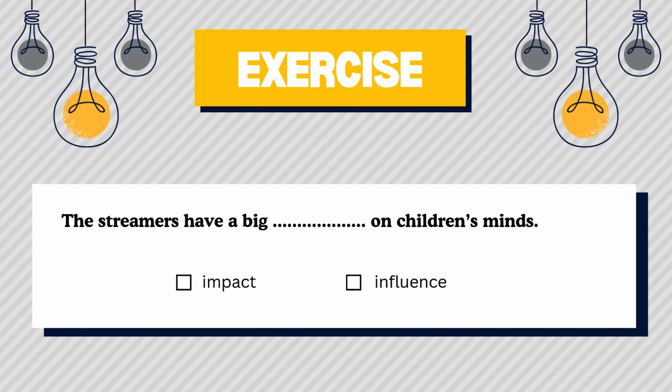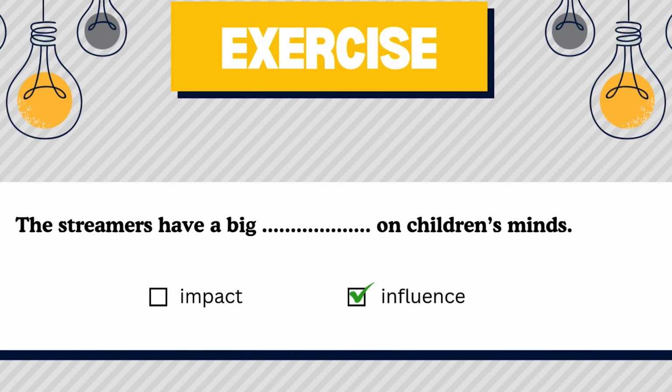I chose influence because we are talking about thoughts and behavior, not something physical. So we use influence. So the sentence is, the streamers have a big influence on children's minds. Great job, Anna. Now the second sentence.